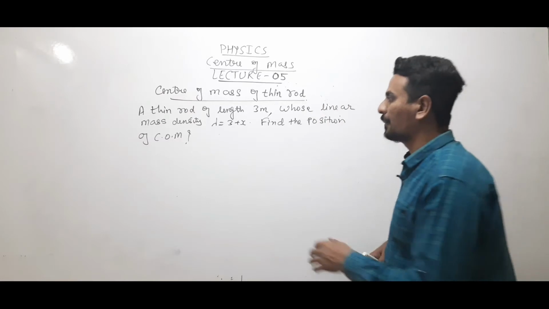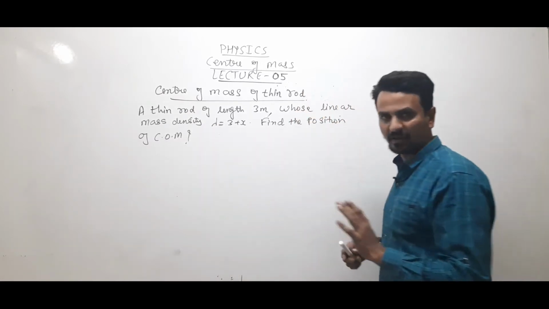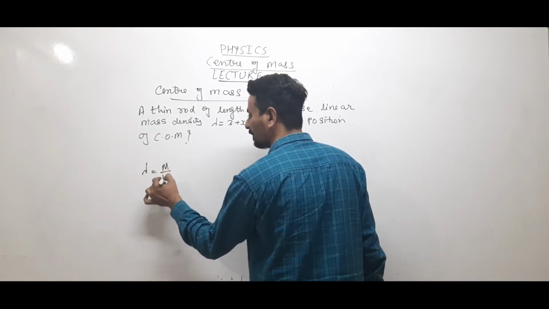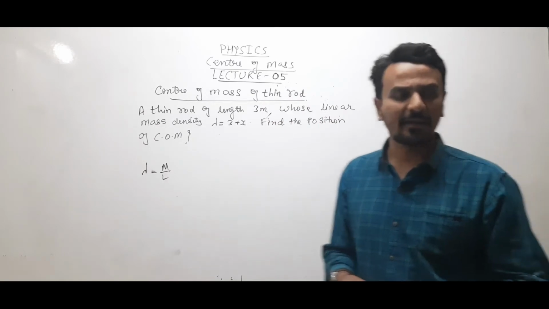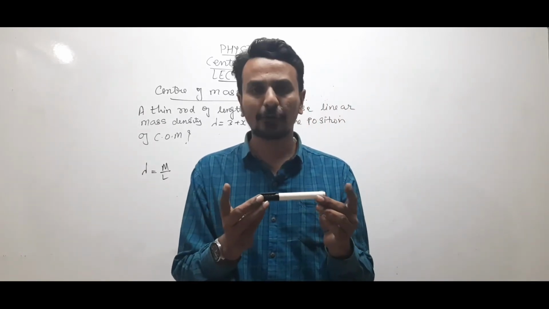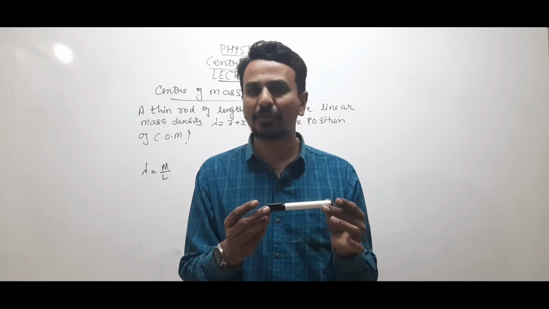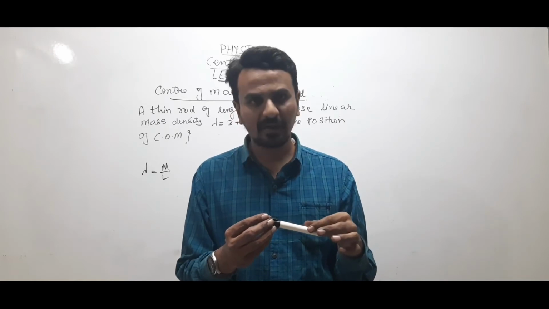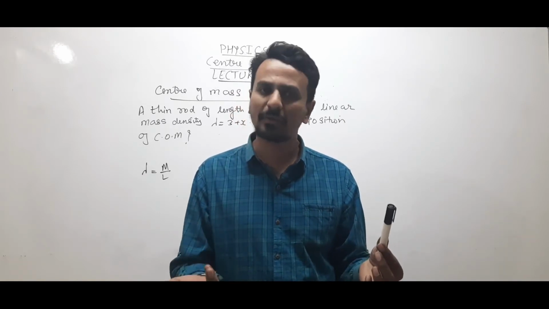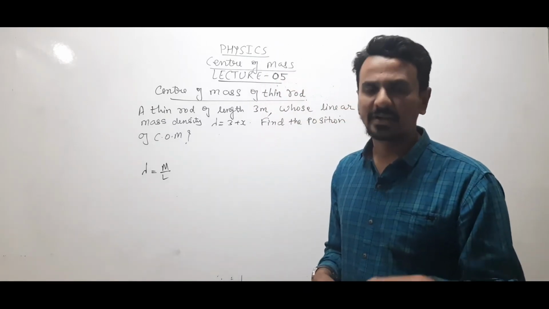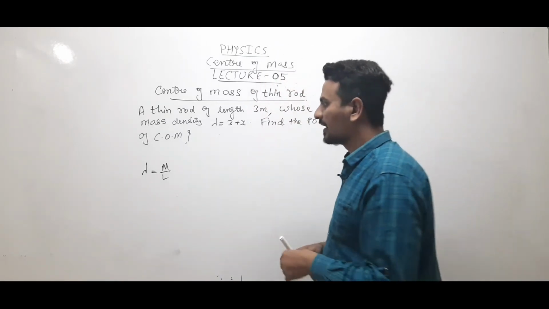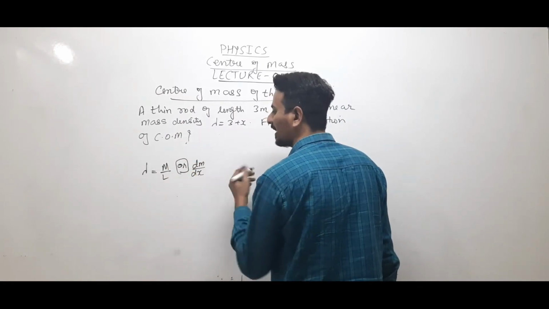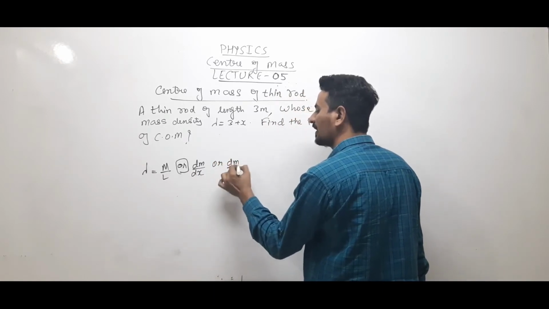Linear mass density lambda is a constant term which means total mass by total length. Like if the length of this pen is 20 centimeter and mass is 20 gram, so total mass M is 20 gram and length is 20 centimeter. So what is lambda? 20 by 20. It is a constant term. You can also write it as dm by dx, or dm by dl. It all means the same.